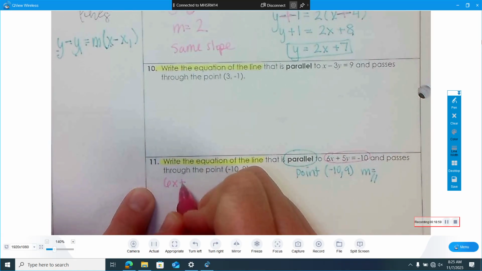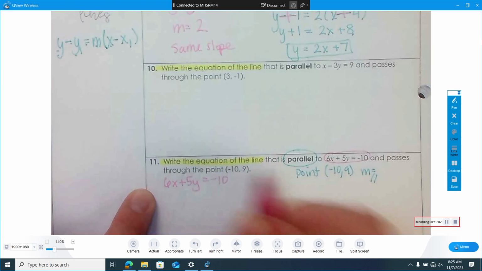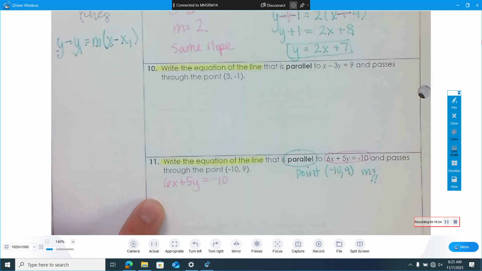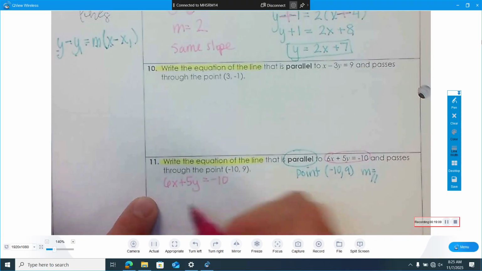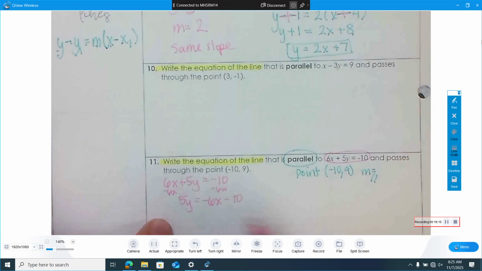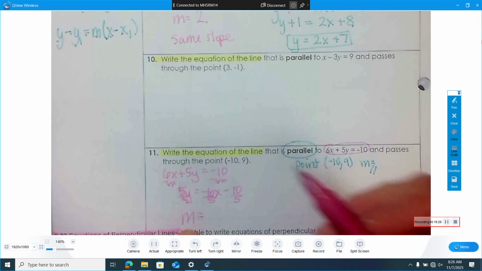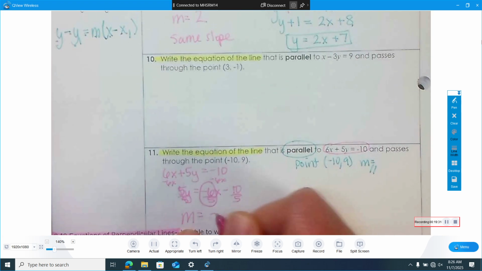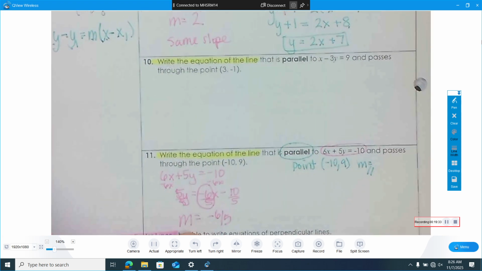So I have 6x plus 5y equals -10. I need to put it in slope-intercept form. You would minus the 6x. All right, so I get 5y equals -6x and a -10, and then you want to divide everything by 5. Good. Divide everything by 5. So I can see clearly that my slope on this pink line is -6/5. And we want a parallel slope.